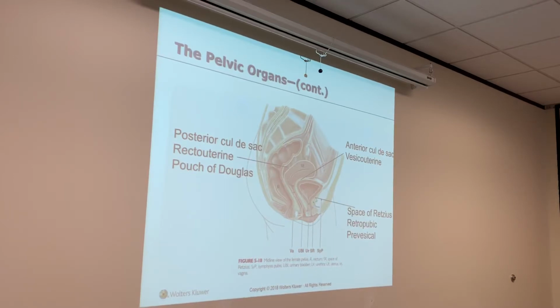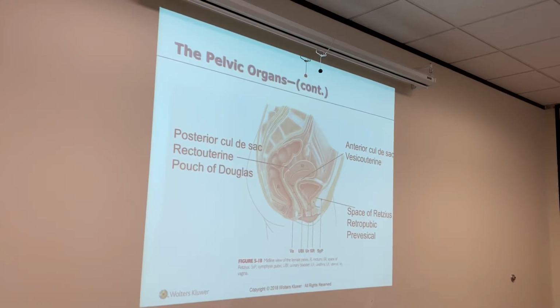Anterior to the bladder, the space of Retzius, retropubic, because it's right behind the pubic bone, the symphysis pubis, and prevesical, in front of or anterior to the bladder, and the bladder is just a vessel. On the other side, posterior bladder, I have the anterior cul-de-sac, also called the vesico-uterine, meaning between the bladder, which is a vessel, and the uterus. Okay?